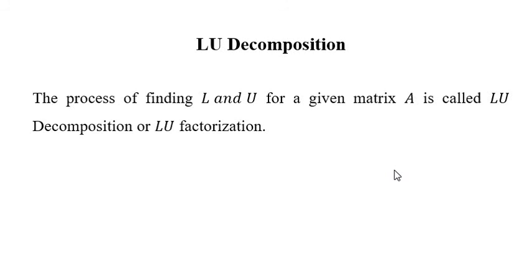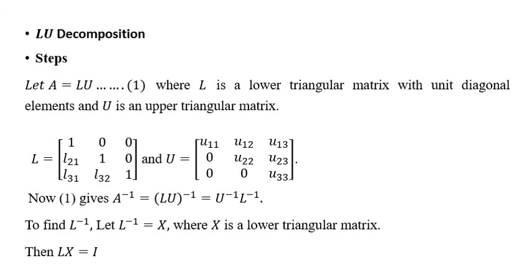So, the process of finding L and U for a given matrix A is called LU decomposition or LU factorization. Steps involved in LU decomposition. First, let A equal L into U, where L is a lower triangular matrix with unique diagonal elements and U is an upper triangular matrix.